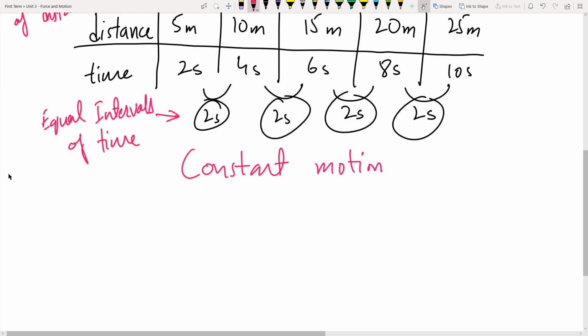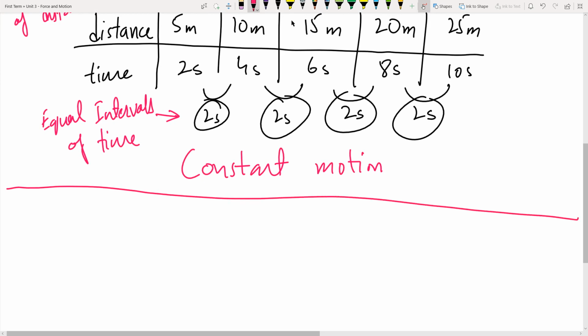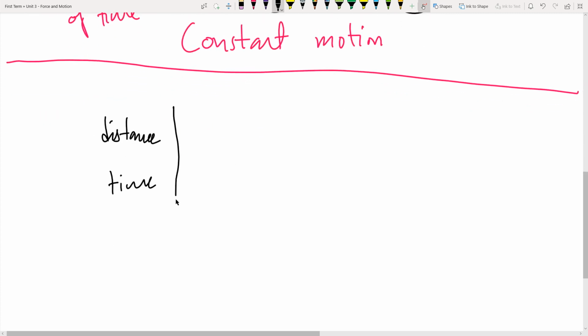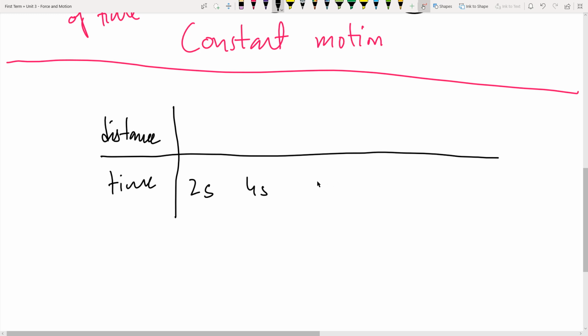Compared to this, let's make another case. I'm going to choose a different color this time around. So this is distance again, and we have time. I'm walking again, but this time my pace of walking is not the same. So I'm going to be clocking 2 seconds, 4 seconds, 6 seconds, 8 seconds, and 10 seconds. So for 10 seconds, I see how I walked.